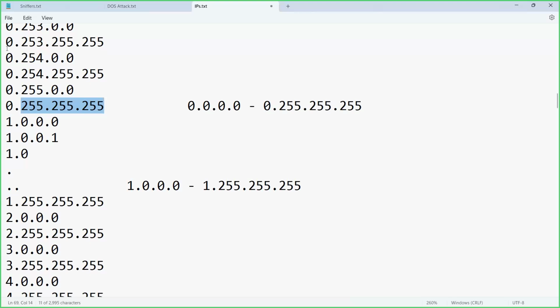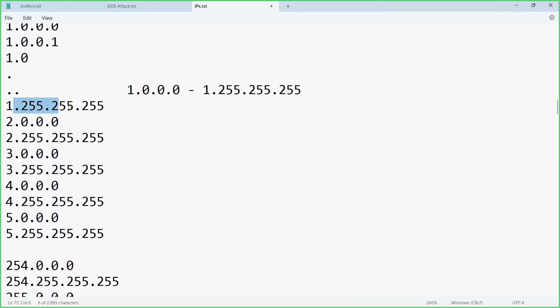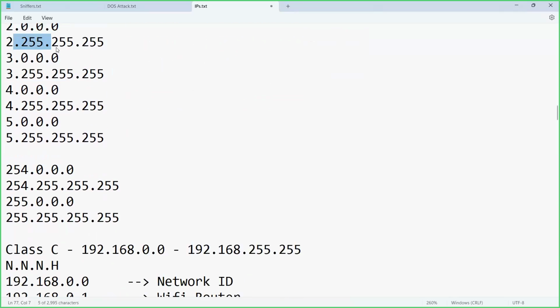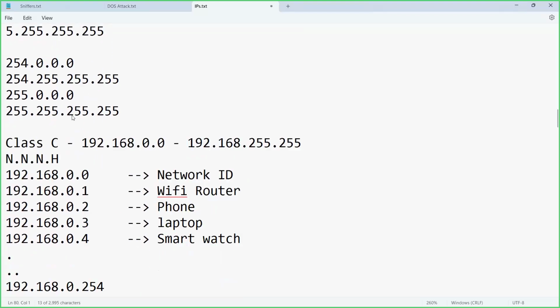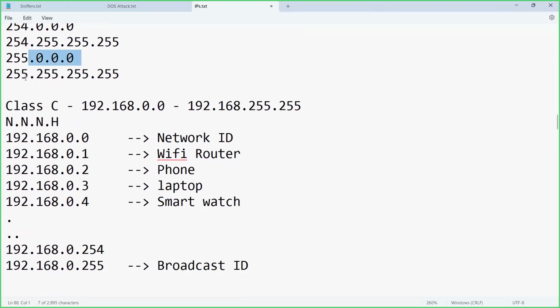Now, whatever repeated all the way from 0.0.0.0 up to 0.255.255.255, the same thing again repeats from 1.0.0.0. So all these cycle back to zeros, and this first octet changes to 1. So now from 1.0.0.0, this goes all the way up to 1.255.255.255. Then 2.0.0.0, all the way up to 2.255.255.255. 3.0.0.0, all the way up to 3.255.255.255. And finally, 255.0.0.0 up to 255.255.255.255.